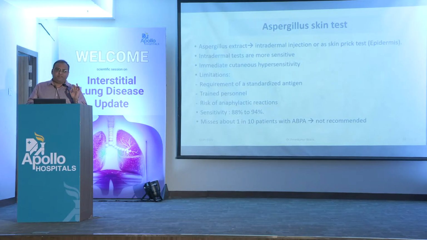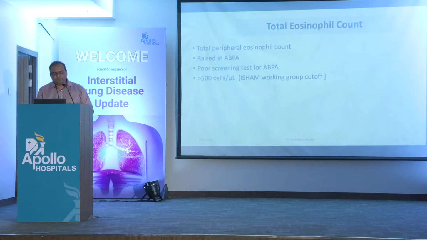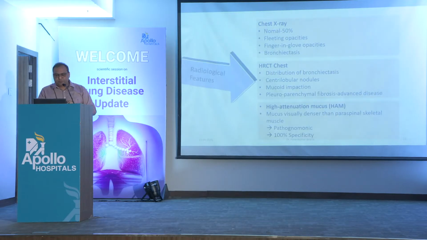The problem is that if it is not a standardized dose or not properly performed, you will miss at least one patient out of 10. So it is not recommended routinely unless you don't have the option of doing a blood Aspergillus-specific IgE level. Eosinophil count, again, is not very specific. Any allergic condition, even Ascaris or any other parasite infection, can give rise to eosinophilia. So it is one of the supplementary criteria. When it is more than 500, you should consider that it will contribute to the diagnosis.